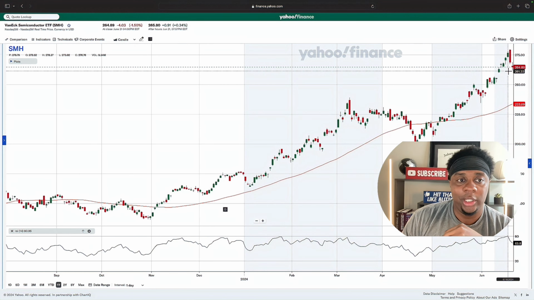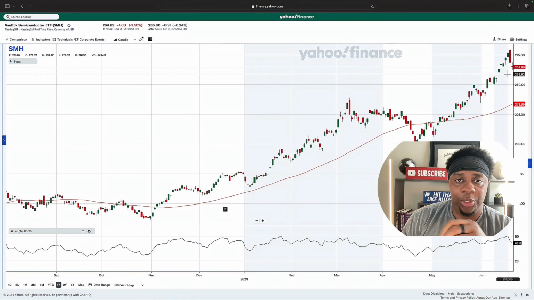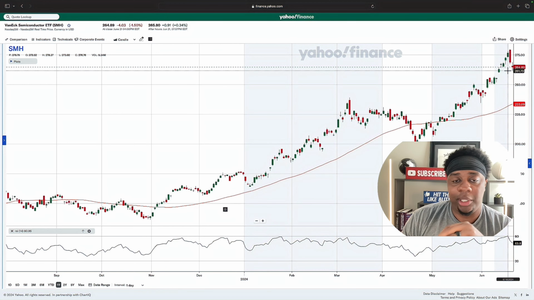So in conclusion, these are some of the things I like to use when I'm charting and using technical analysis to make some of my decisions. You can make it as complex as you want, as simple as you want, but I believe in just keeping it simple.